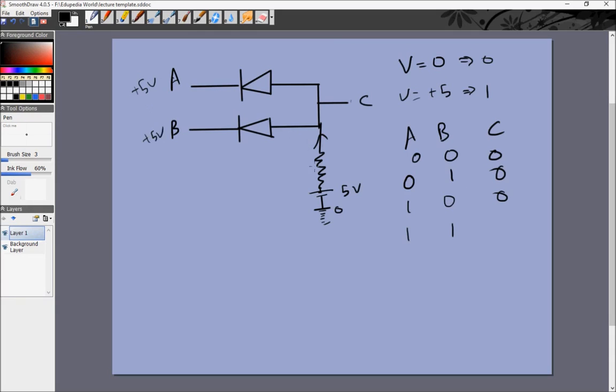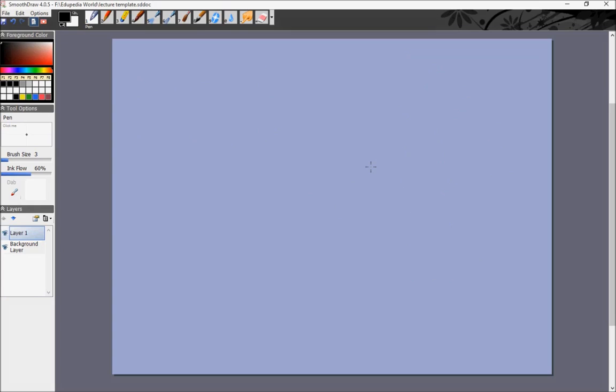But what if A and B both had a potential of plus 5 volts? In that case, there would be no current flowing through either of these wires, there would be no potential difference across this resistor, and the potential of C would be the same as the potential of this point, which is positive 5 volts, or a value of 1. So we do realize indeed the truth table of C equal to A and B if we take this type of circuit.